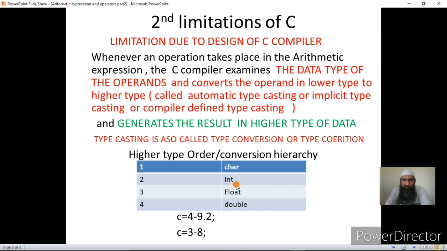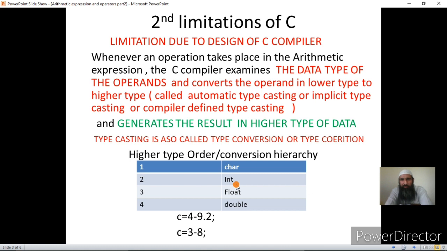What is this limitation? You will know it like this: whenever an operation takes place in an arithmetic expression, the C compiler knows that the operation will definitely be taking place among the operands. I have earlier defined what is an operator and what is an operand. Operator is a symbol which designates the operation, and operand is the argument on which the operation is performed.